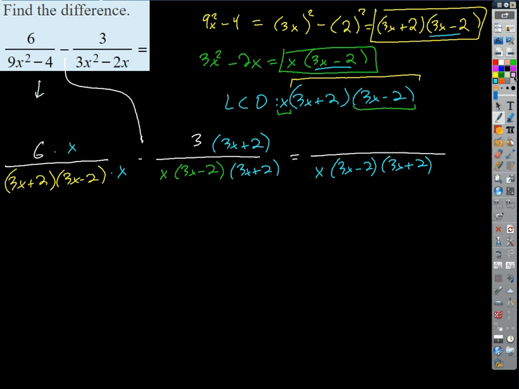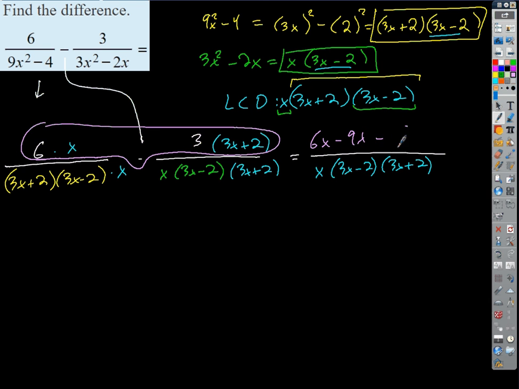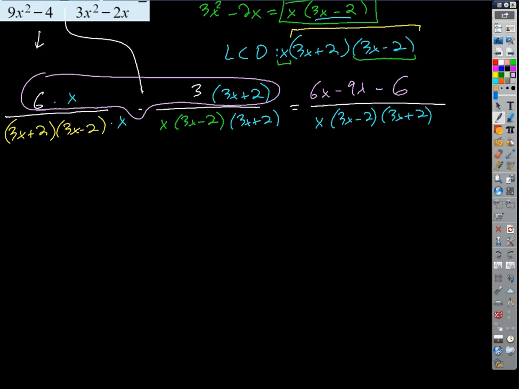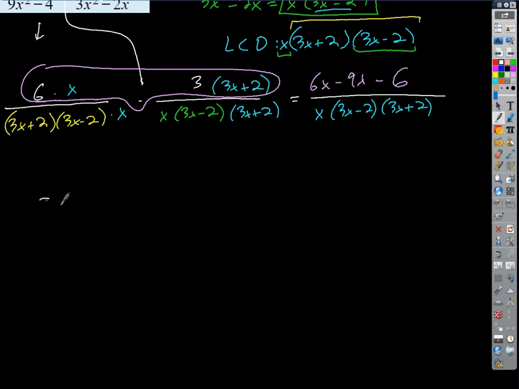But on the top, what are we gonna get? So we're gonna get 6x, minus 3 times the quantity 3x plus 2. So 3 times 3x is 9x, so I'm gonna get 6x minus 9x. And then 3 times 2 is 6, but I'm subtracting that, right? So minus 6. And now we can just simplify that and we're done. So on the top, 6x minus 9x is negative 3x minus 6, good.